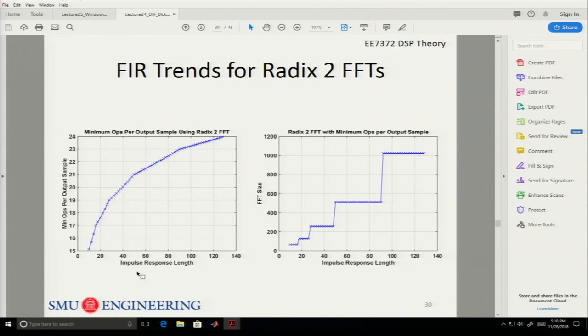And on the x-axis, I put the impulse response length. So for us, that was 56 for our simple example. And here I put the minimum operations per output sample. And what do I mean by the minimum operations?